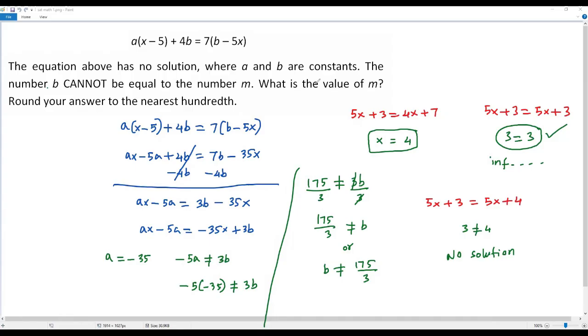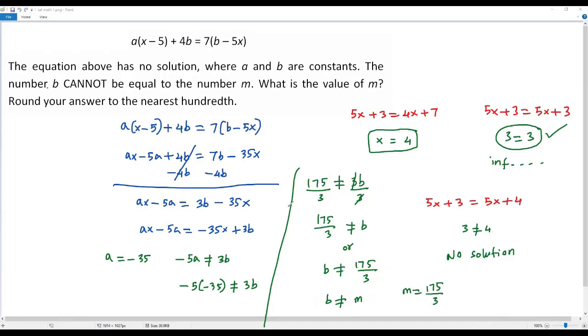Now let me consider the other information over here. The number b cannot be equal to the number m. That is, the number b cannot be equal to the number m. Okay, here we have b is not equal to 175 over 3. From the given information, we get that b is not equal to m. Therefore, the value of m is 175 over 3. Let me write it over here.